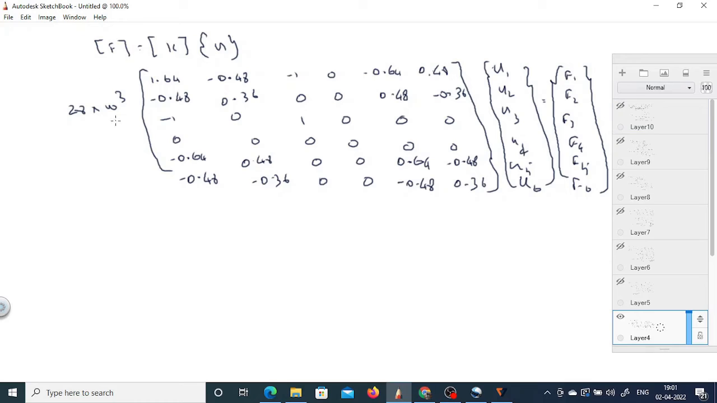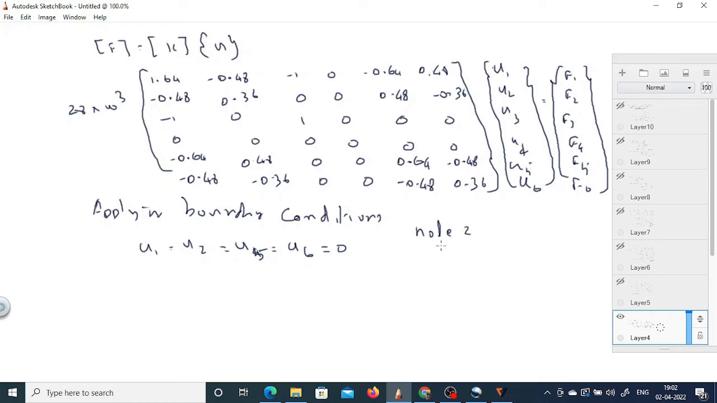Applying boundary conditions is the next step. So applying boundary conditions, u3 is equal to u4 is equal to u5 is equal to u6 is equal to 0, because node 2 and node 3 are fixed. So this boundary condition I got.